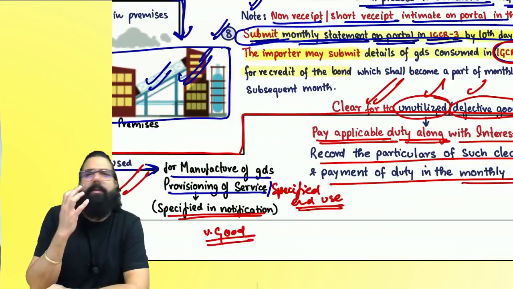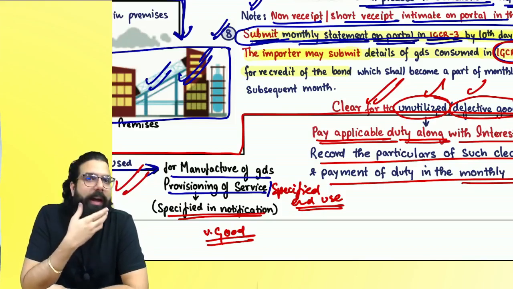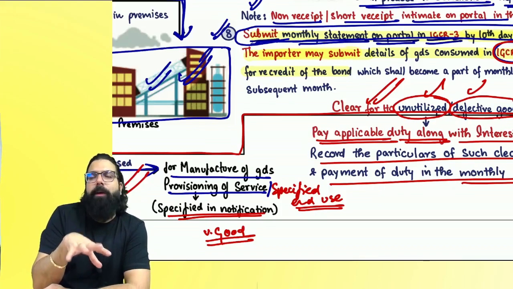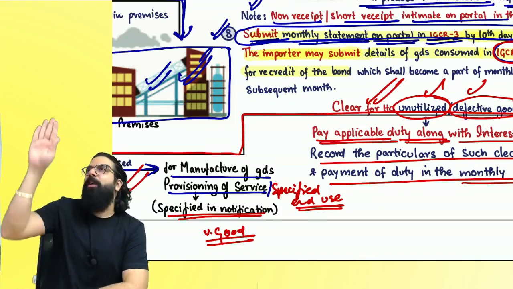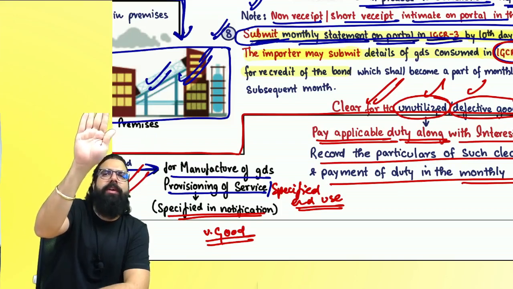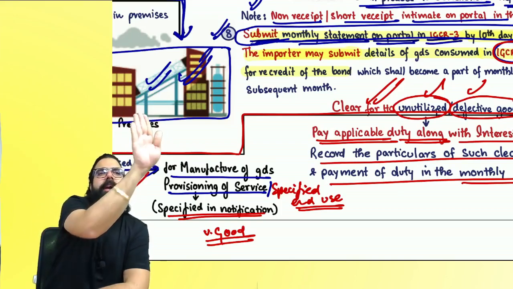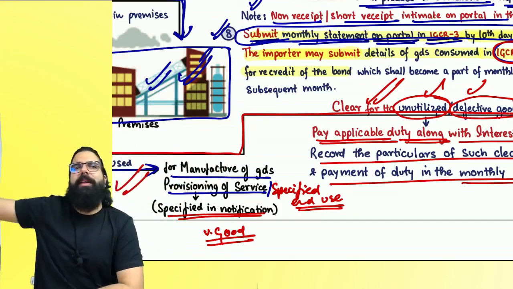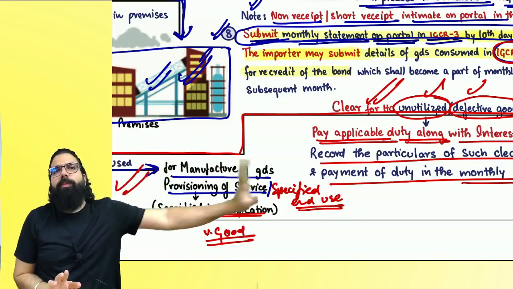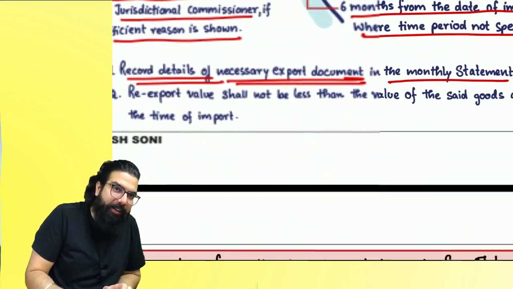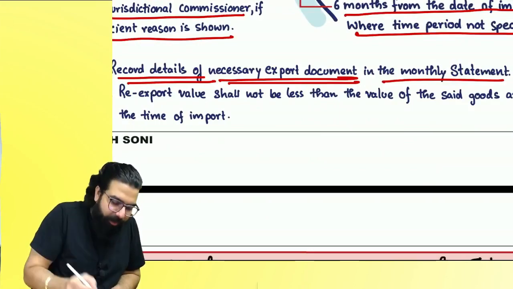Actually, when you go to the online portal of ICEGATE, that IGCR form, IGCR 3, will have a lot of tabs. What you have sent for job work, what you have sent for inter-unit, what you have re-exported, what you have cleared in India, all the details you have to mention. What are the goods you have sent for specified end use, to whom, all these details you have to mention in the IGCR 3.